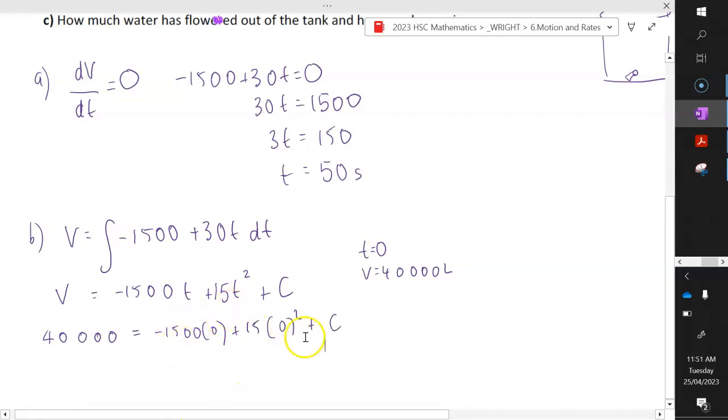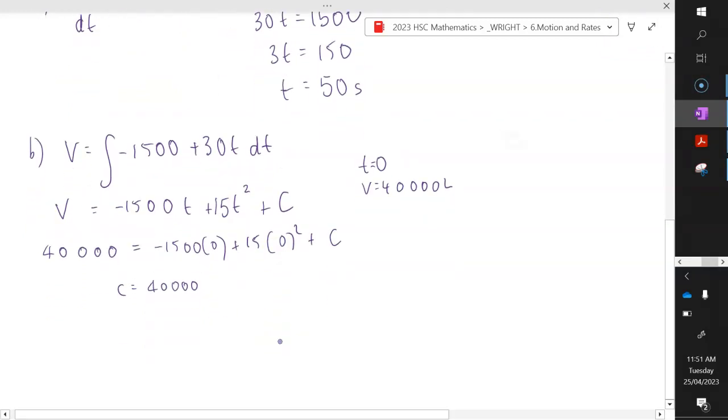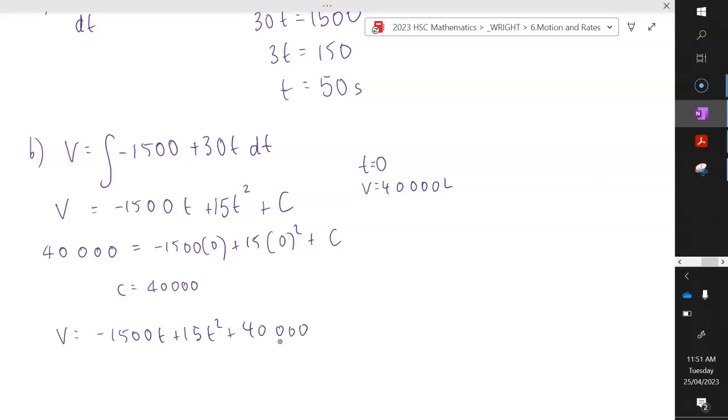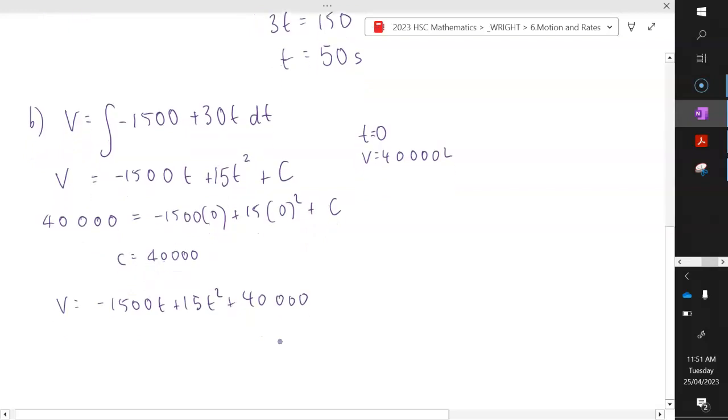These parts here are going to go to 0, so I'm going to get that my C is equal to 40,000. So I now know that my volume function is minus 1500t plus 15t squared plus 40,000. I'm going to write that in a slightly different format, and I'm going to put the 15t squared at the start, minus 1500t plus 40,000, because I can see there that that is a quadratic equation.